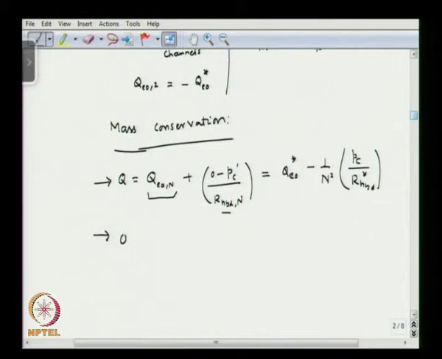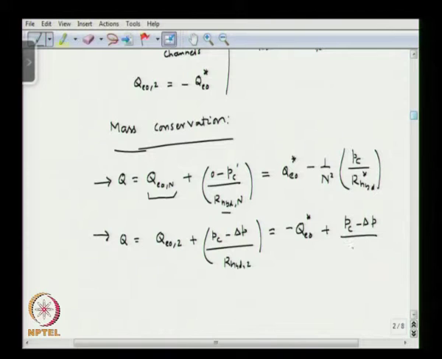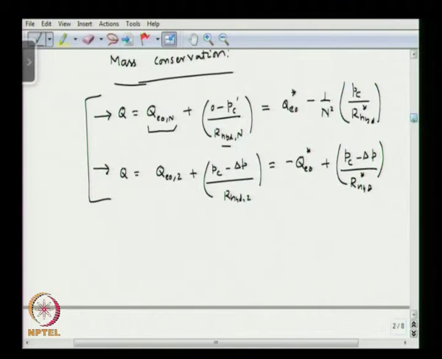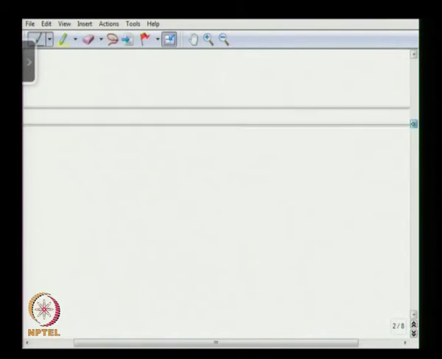Similarly, for part 2 we can write Q equal to Q EO 2 plus Pc minus delta P divided by R hydraulic 2. That will be equal to minus Q EO star plus Pc minus delta P divided by R hydraulic star. Now, if we solve these two equations, we can get an expression for the central pressure Pc and Q.